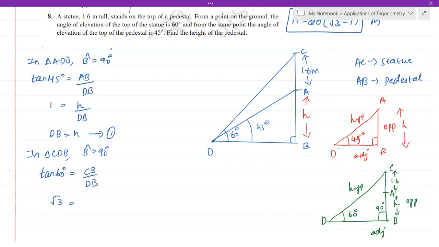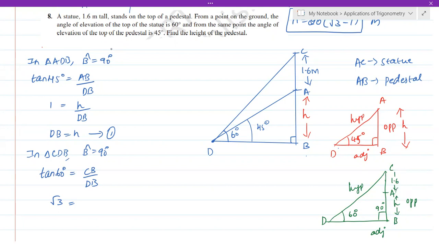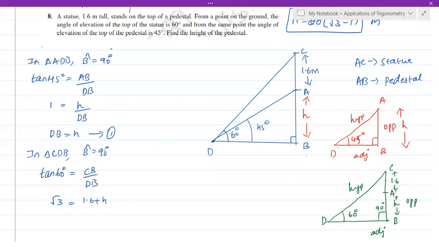CB value, if you observe carefully, CB is this total length, right? CB is this total length, isn't it? The total length is 1.6 plus H, isn't it? 1.6 above, and below it is H. So if you add it, you get 1.6 plus H by DB.